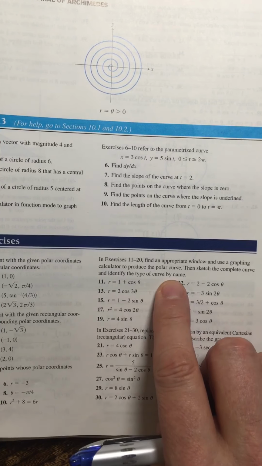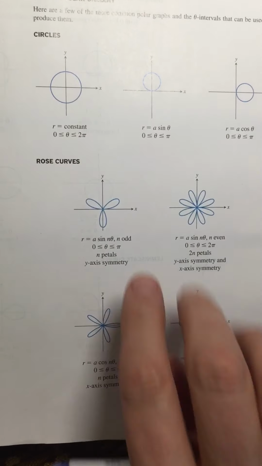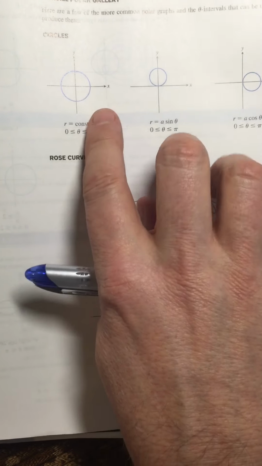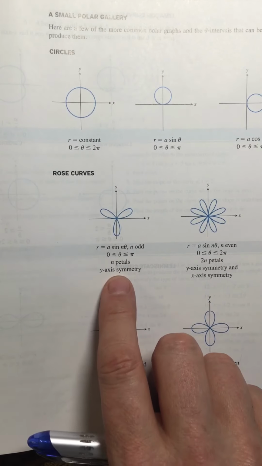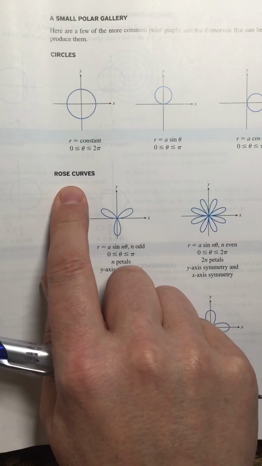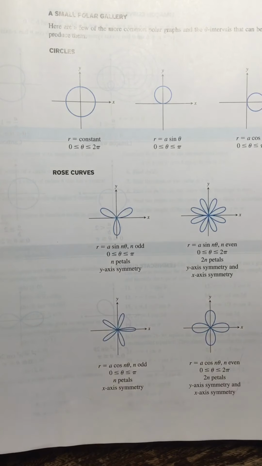And when it says identify the type of curve by name, starting here on page 555 is a bunch of different functions and their names. So this thing that we did is a rose curve with 3 petals.